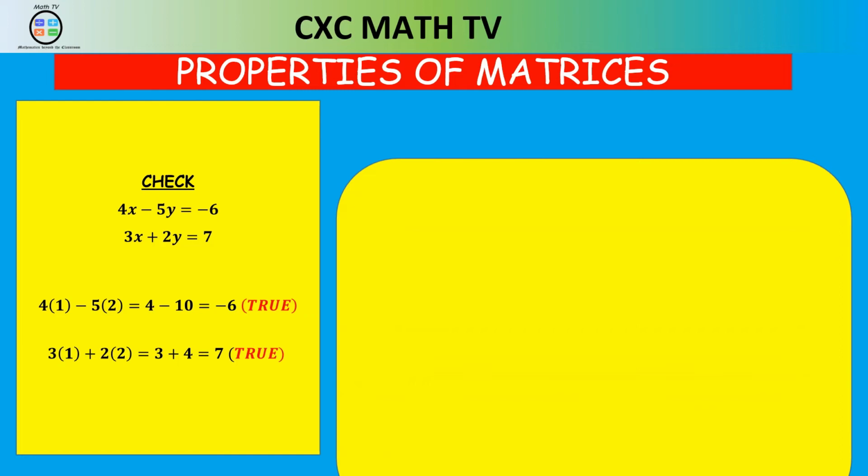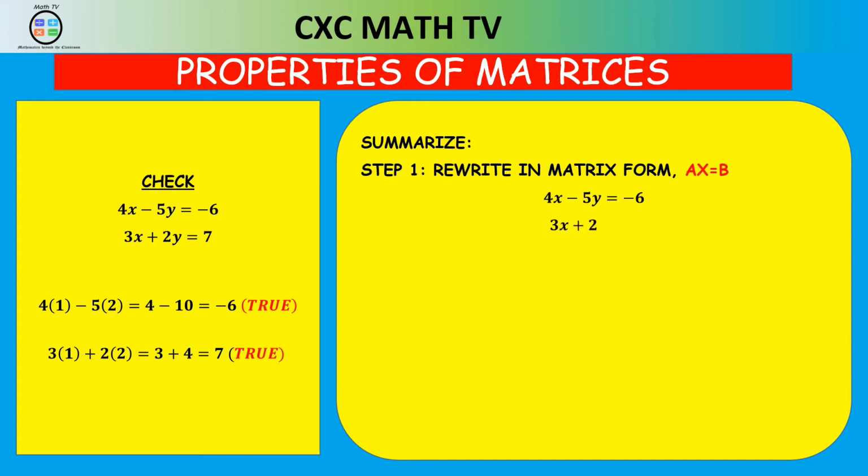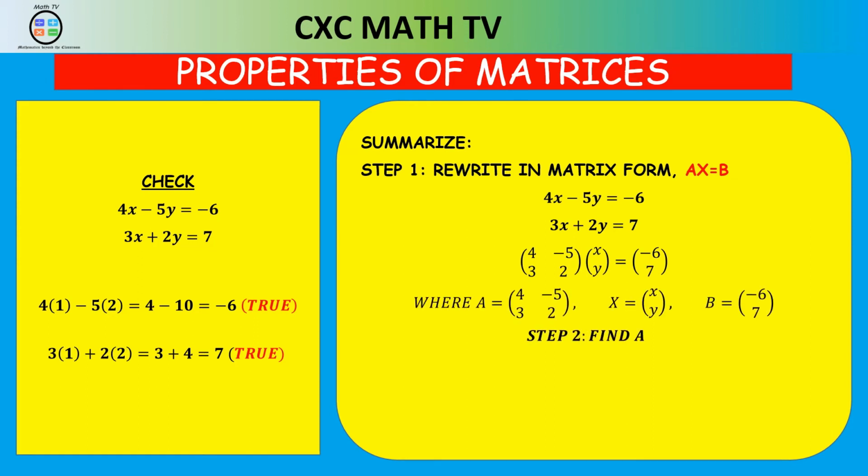So just to summarize, the first thing you need to do is to rewrite the equation in matrix form, AX equal to B, where A is your coefficient matrix, X is your matrix of your unknowns, and B is the result matrix. Step 2 is to find the inverse of the matrix A.